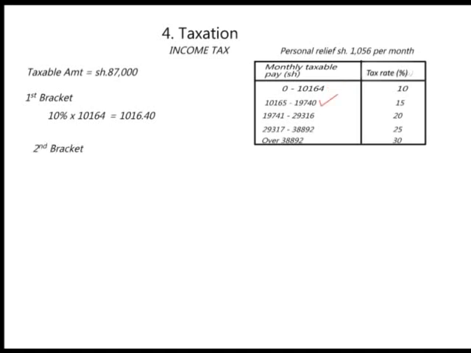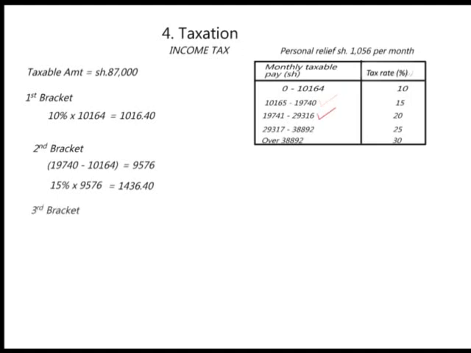Then we move to the second bracket. We tax all amounts from 10,165 to 19,741. Now, a very common mistake is to subtract these two figures. If you do that, you will not tax 1 shilling. And so to avoid that, we often subtract the upper figure in the previous bracket, in this case 10,164. And so we have 19,740 minus 10,164. That will give us 9,576. This we tax 15%. 15% of 9,576 is 1,436.40 cents.